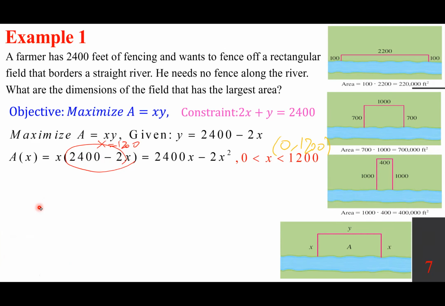We want to maximize this. So we are going to take a derivative. A prime of x is 2400 minus 4x. And we set it equal to 0 to find CPs, critical points. And x becomes 600. So what do we have? We have only one critical point. We have an open interval.